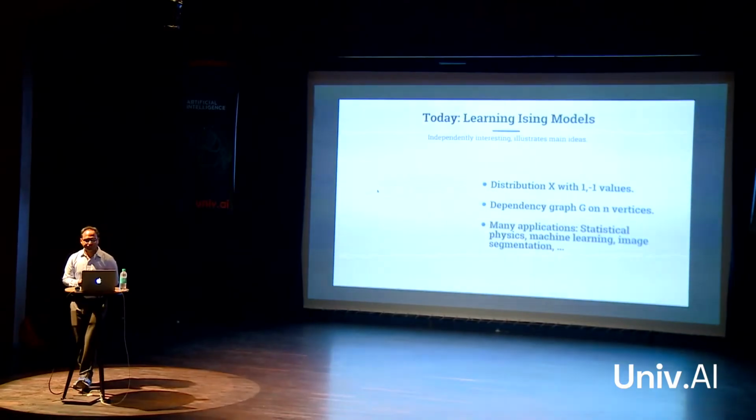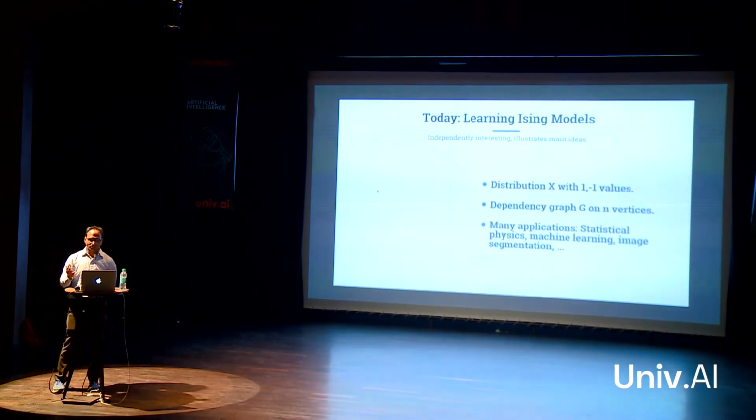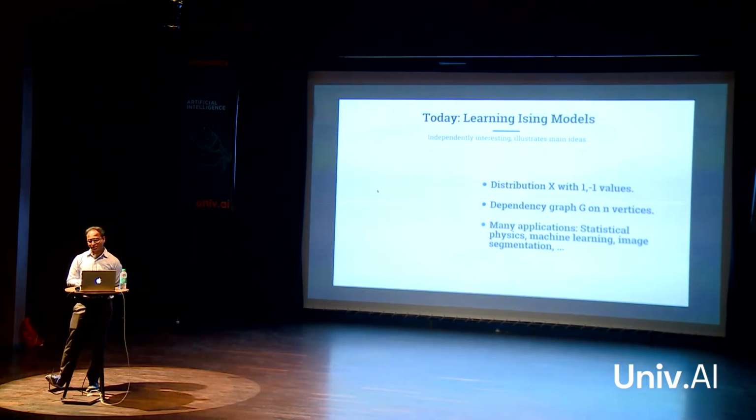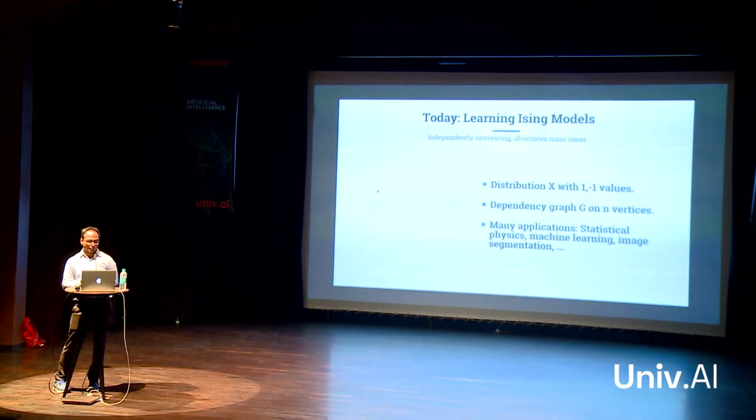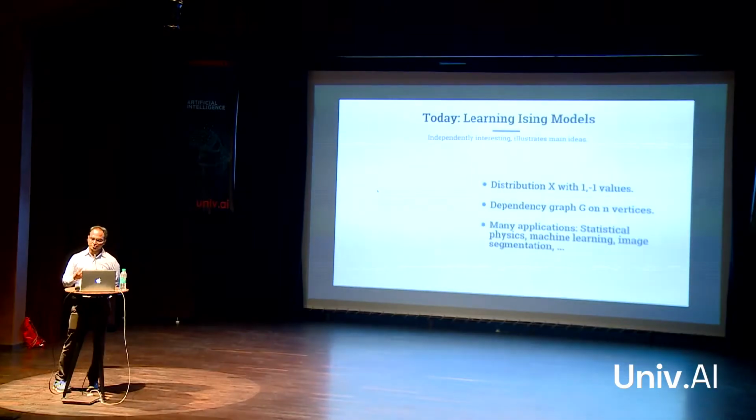To describe the algorithm, I'll start with a toy model. It's not exactly a toy because it has its own history and has been independently interesting, studied a lot in statistical physics and machine learning, image segmentation, and especially in deep learning, where they show up in the form of learning Boltzmann machines and so on. But I'll just use this as a way to illustrate the algorithm. So these are Ising models. These are distributions which have 1, -1 values. Just think of yes or no values.